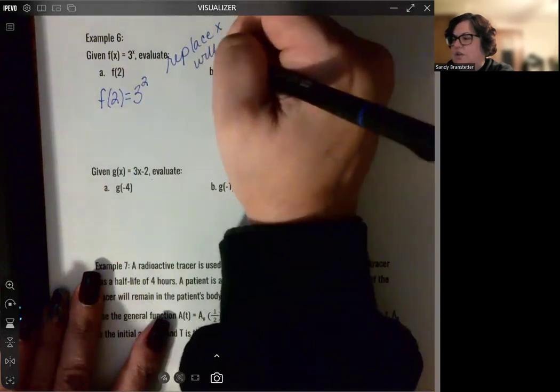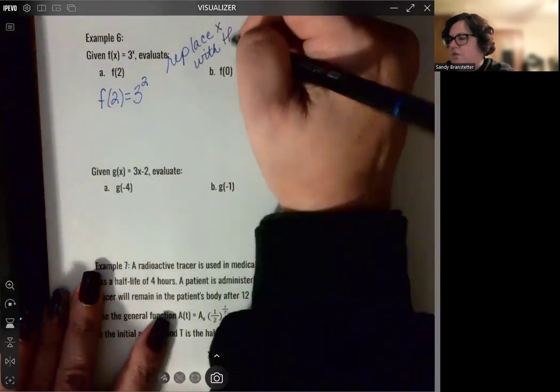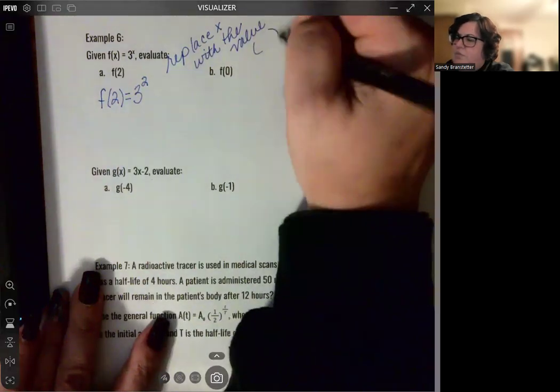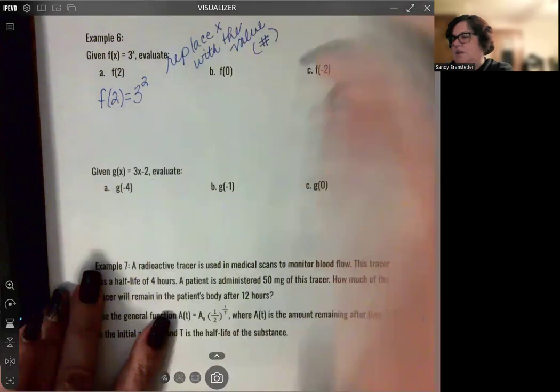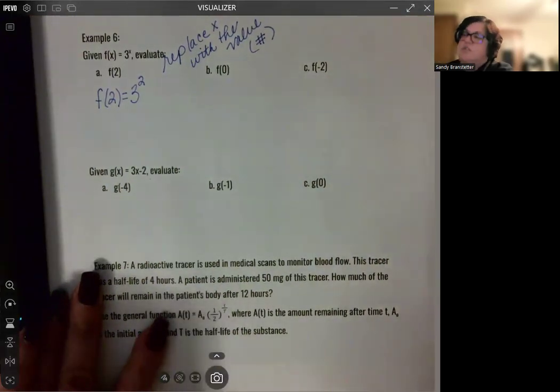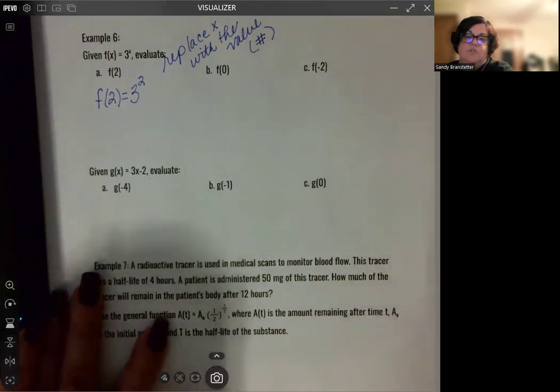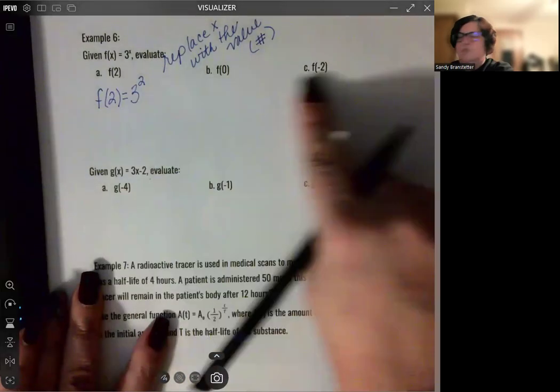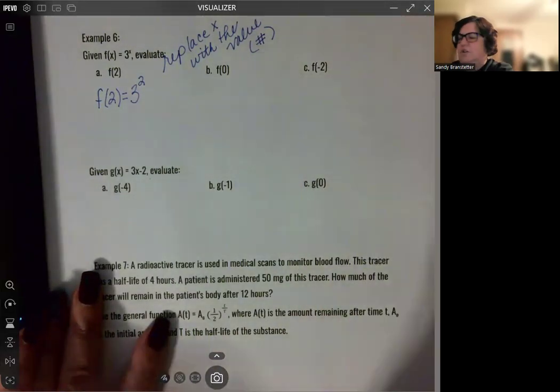with the value in the parentheses, the number that's inside that parenthesis. On the first page, it said, evaluate it when x equals 2, and we did the same thing. So our notation has changed, our process has not.